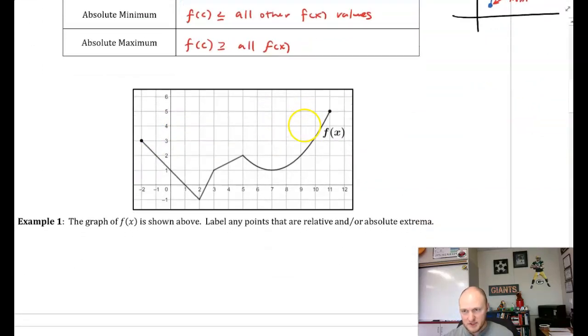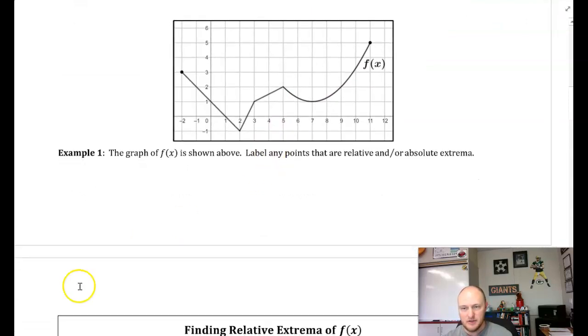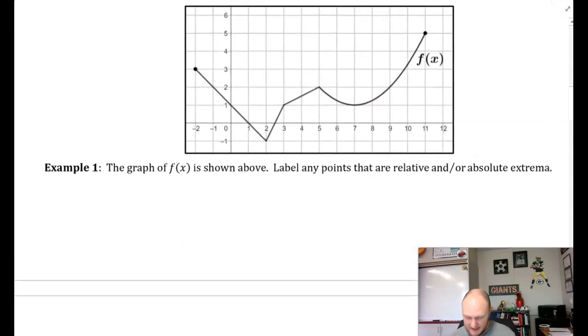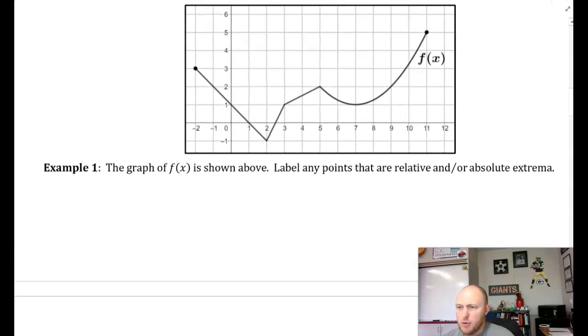But first, let's go ahead and look at example number 1. Here we have a graph of f of x, and they say label any points that are relative and or absolute extrema. Just looking at this, the first point I'm going to define is right here, that this is (2, -1).